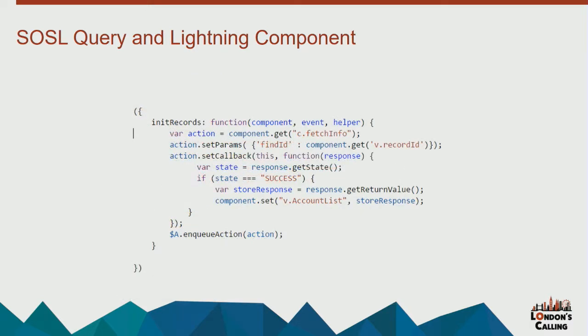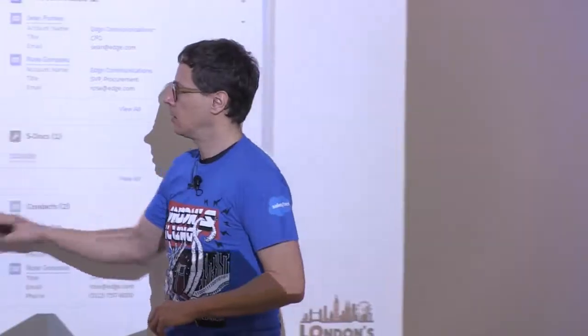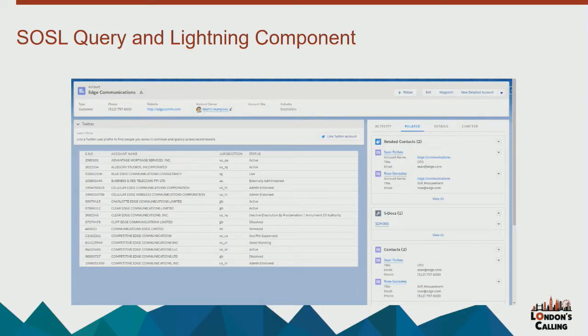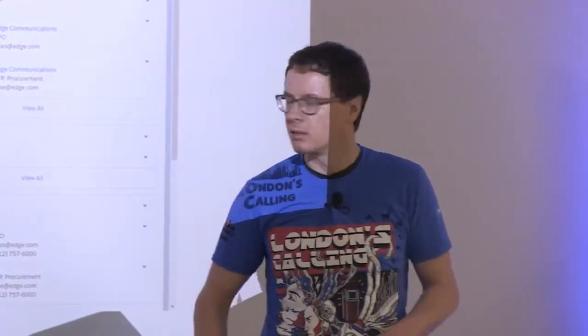And this is the Lightning controller, which just gets the Apex controller, sets the parameter to the existing record ID, calls the Apex controller, gets the response, and sets the variable in my component. And it looks like this. This is the Lightning component I put together in 10 minutes maybe.